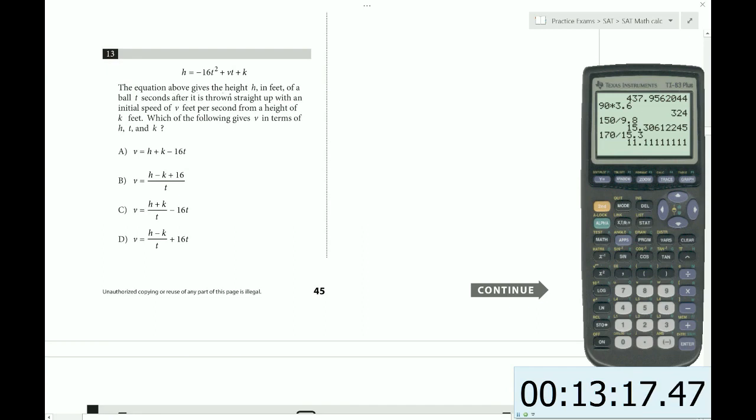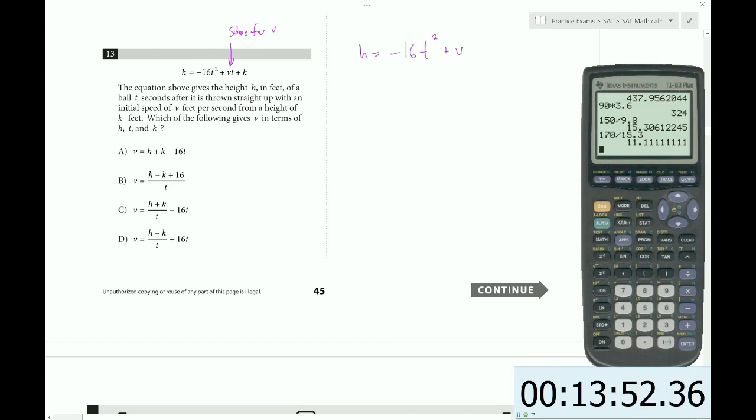The equation above gives the height in feet of a ball t seconds after it is thrown straight up with an initial speed of v feet per second from a height of k feet. Which of the following gives v in terms of h, t, and k? So here we want to solve for v. To do so, we have to get rid of everything that is attached to v, meaning on the same side of the equals sign. And we have to do it in a particular order. So technically, it's a reverse order of operations.